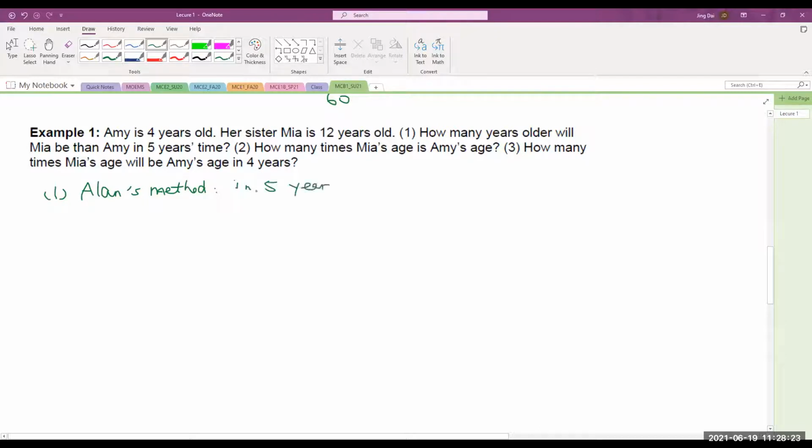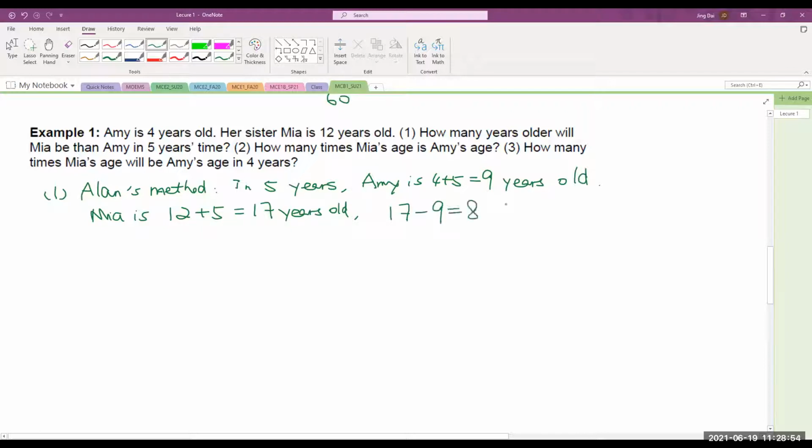Okay, so I'm writing down your methods. Alan's method is: in 5 years, Amy is 4 plus 5 equals 9 years old, and Mia is 12 plus 5 equals 17 years old. So in 5 years' time, their difference, or how many years older Mia will be, is just 17 minus 9 equals 8 years. Thank you so much, Alan.